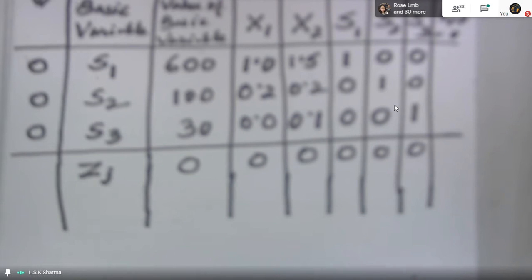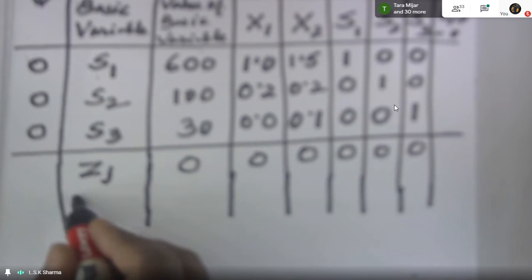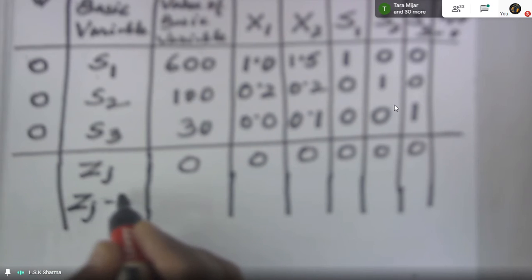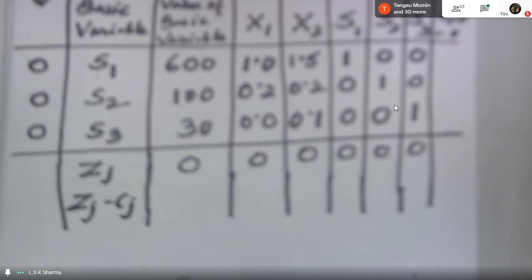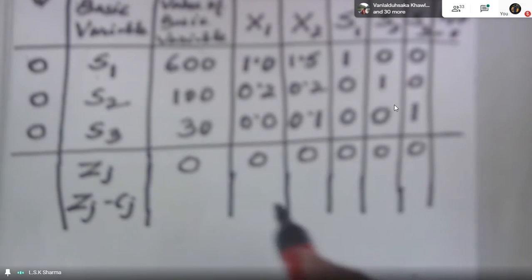Now the next step is we have to subtract Cj from Zj. The next row is what we call Zj minus Cj. For the value of the basic variable, there is no subtraction because there is no number out there. But we will do it for all the x1s and s1s. So 0 minus 50 is how much?